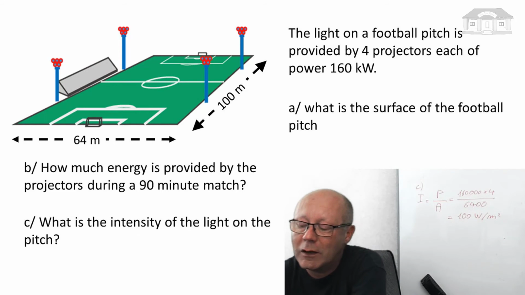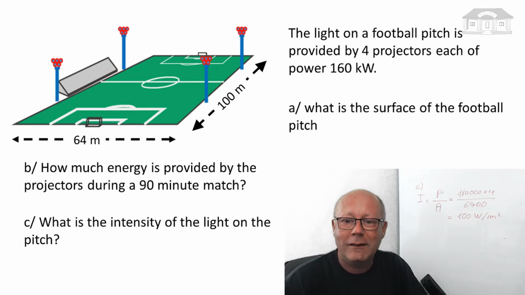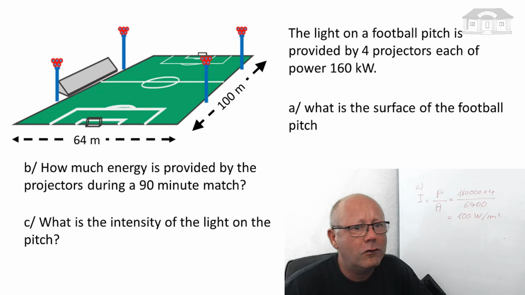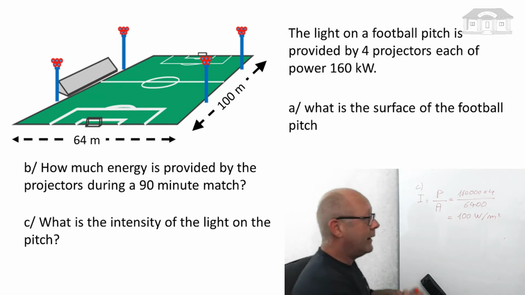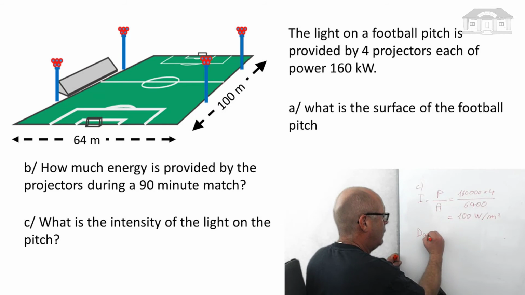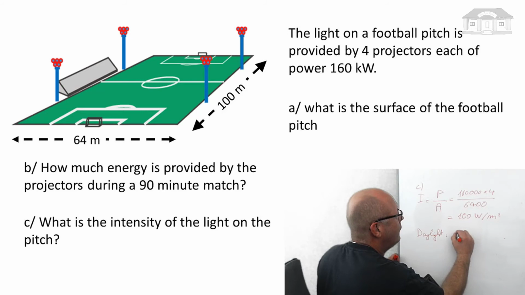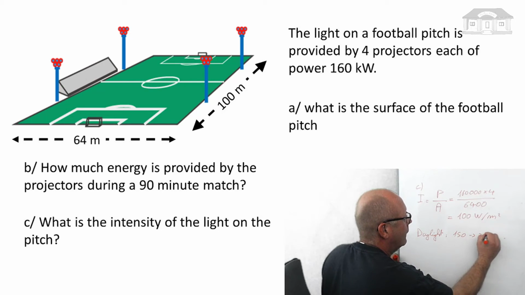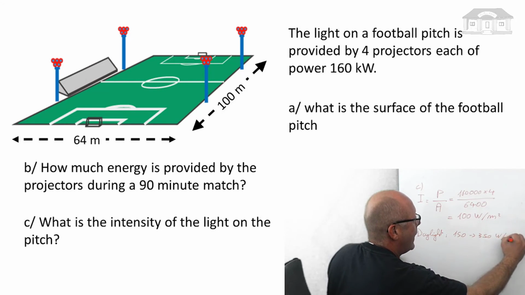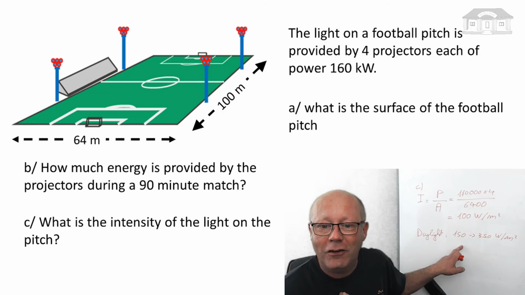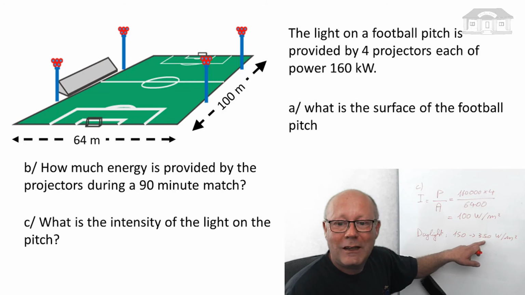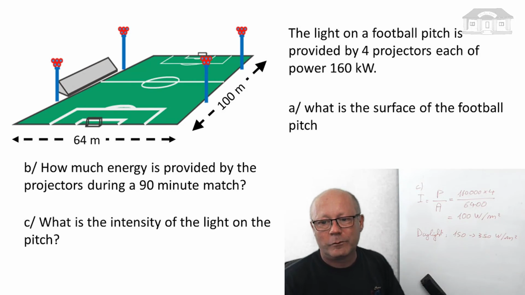So I know that 100 watts per meter square is not as powerful as daylight. Daylight is between, say, 150 to 350 watts per meter square. That would be a cloudy day in my country, in the Netherlands. That would be a sunny day in Nigeria.